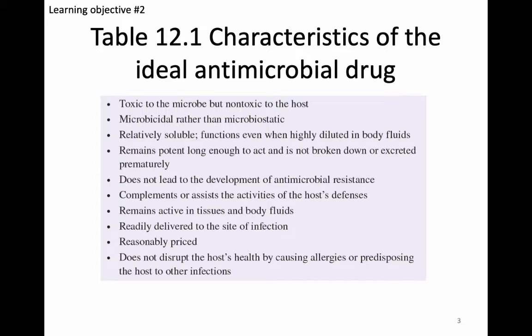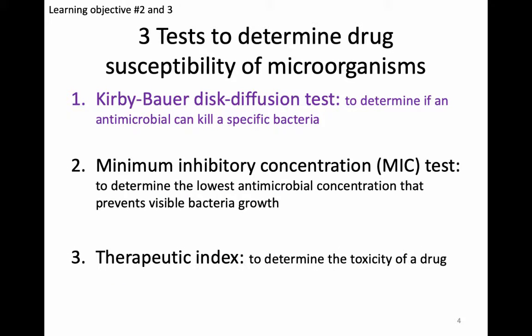When designing an antimicrobial drug or selecting one, there are several factors to consider. This is a list from your book that encompasses all things to be considered. And then we also have a few tests that can be done in a laboratory to get an idea of what type of microbes are affected by the drug, what concentration we should use, and to determine some things about toxicity. We'll start with the first of the tests, which is the Kirby-Bauer disc diffusion test.